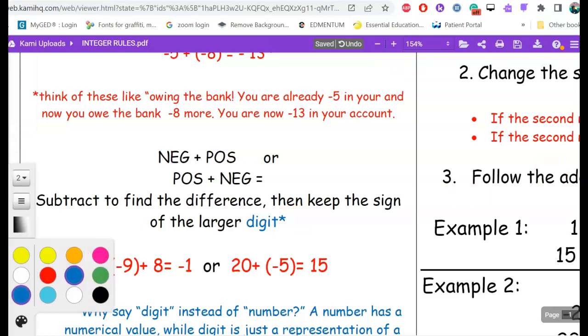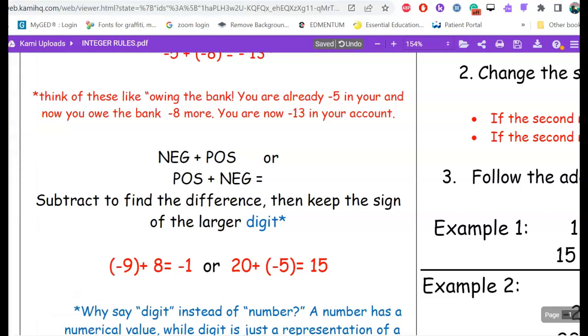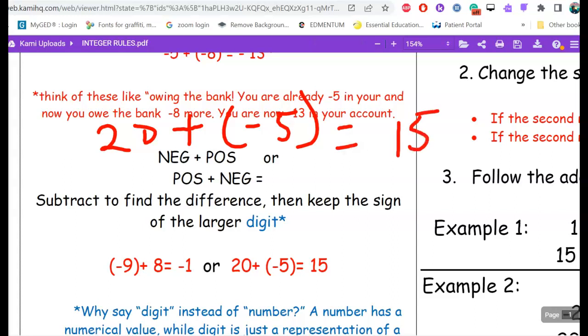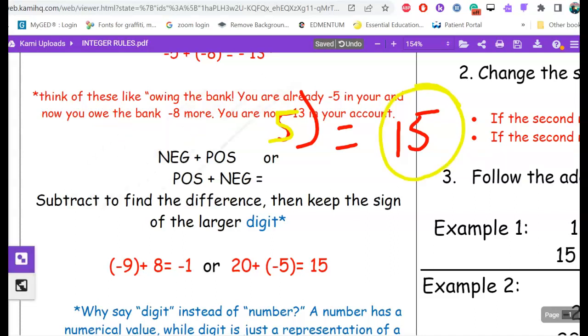The other example that I have down here, you see I have 20 plus a negative 5. Again, anytime you have a positive plus a negative or negative plus a positive, we subtract to find the difference. 20 minus 5, that's going to give us 15. Which has the larger digit? I have a digit of 20 or a digit of 5. In this case, the 20 is larger, and that 20 happens to be positive, so my answer will stay positive. There you go.